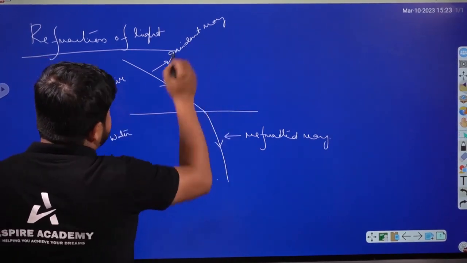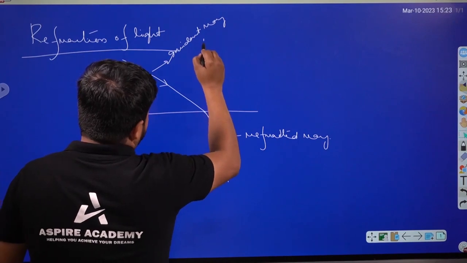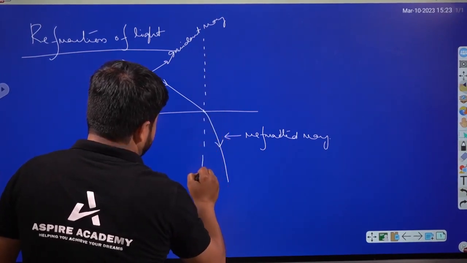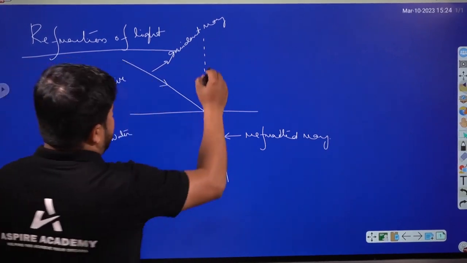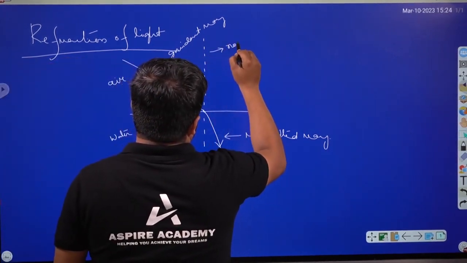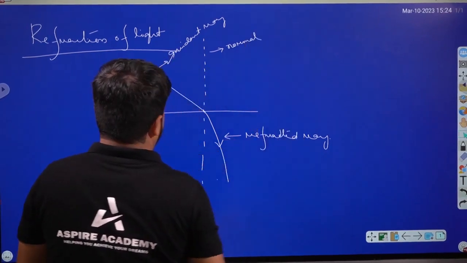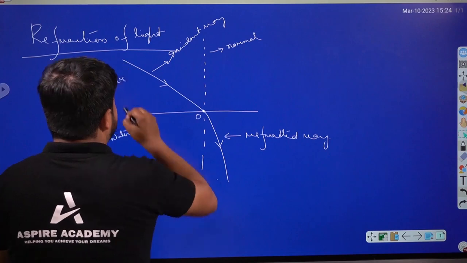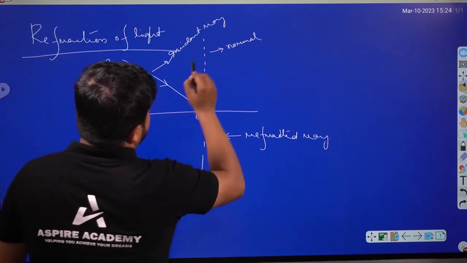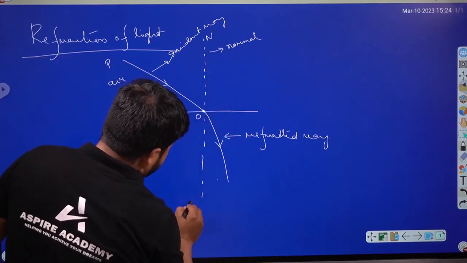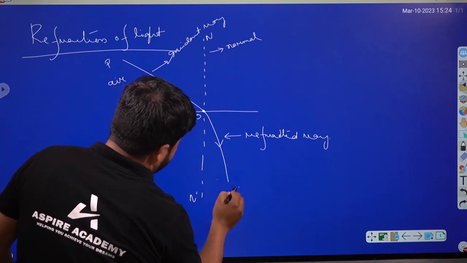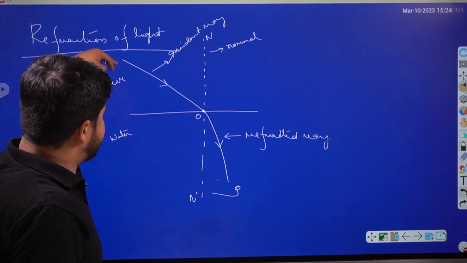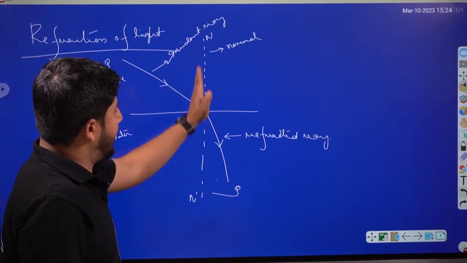When the light bends, we get the incident ray and the refracted ray. Then we draw an imaginary line, and this imaginary line is called the normal. At a particular point, suppose we consider points O, P, N, N dash, and Q. So these are the incident ray, the refracted ray, and the normal.